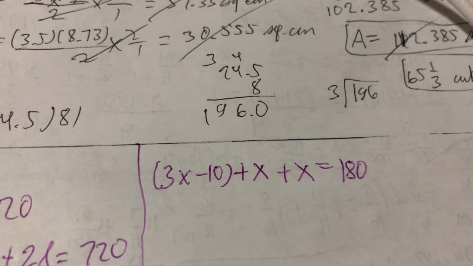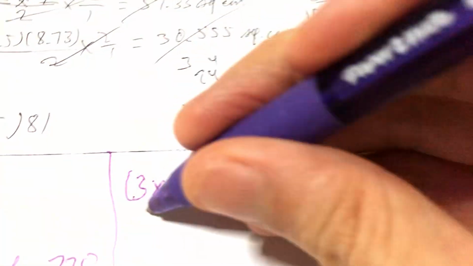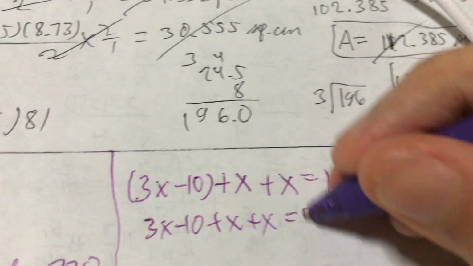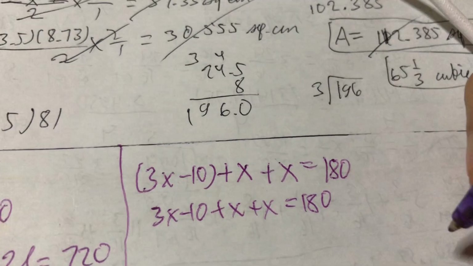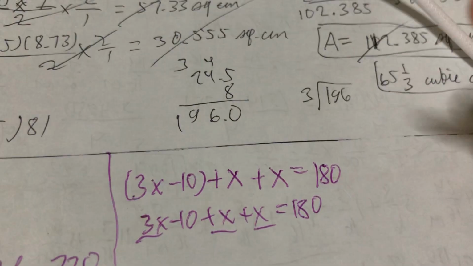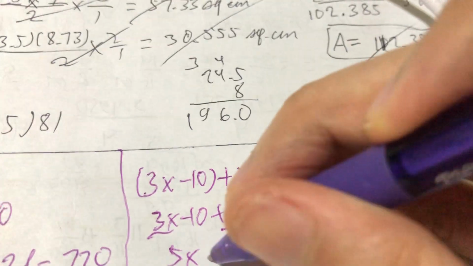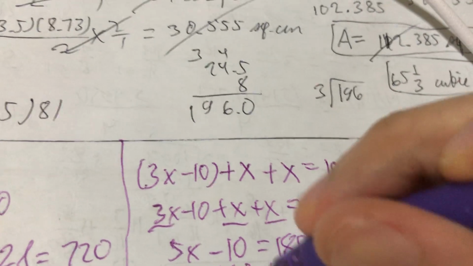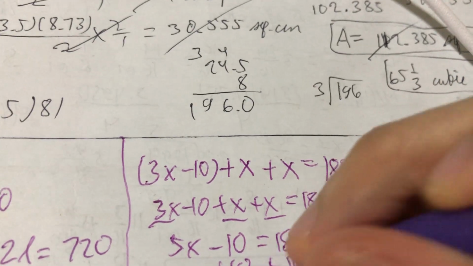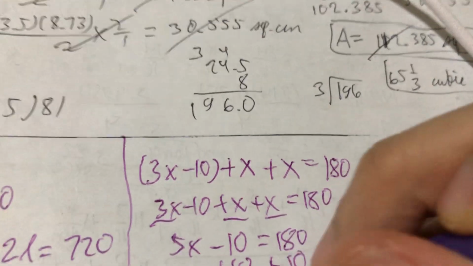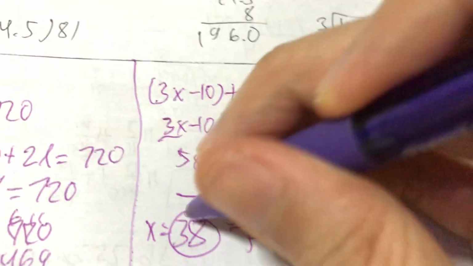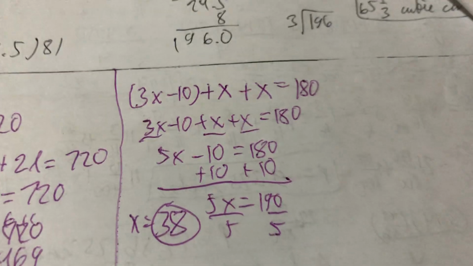180 degrees. Now what we can do first is eliminate parentheses, which is not even crucial. And we come up with something like this. With that, you can combine like terms. Combining like terms, you should get 5x minus 10 equals 180. Add 10 onto both sides so that we go back to a two-step equation. Then divide both sides by 5. X is 38. But wait, we're not yet done.